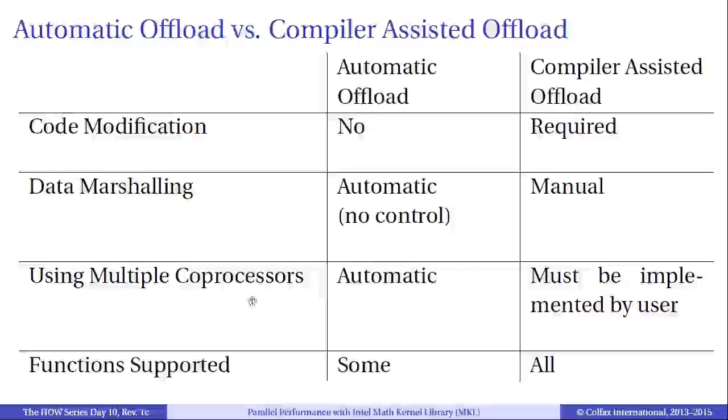So this is a comparison between automatic offload and compiler-assisted offload. In automatic offload, you do not modify any code. In compiler-assisted offload, you actually have to make the code explicitly aware of Xeon Phi. As for specifying what data goes where, you have no control over it in automatic offload, but in the compiler-assisted mode, you have to do that by hand. If you want to use multiple coprocessors, automatic offload will do it for you. In compiler-assisted offload, you have to implement this, and this is not a trivial task.